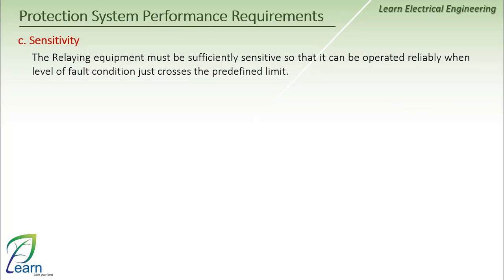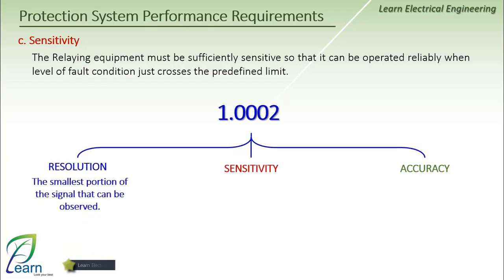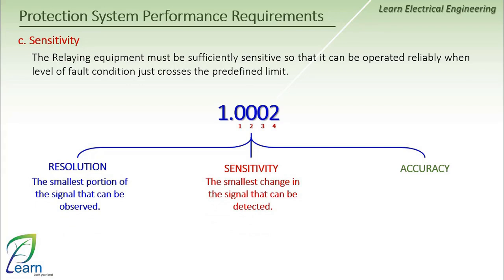Alright, we need to understand something very important. What is the difference between resolution, sensitivity, and accuracy? Resolution is the smallest portion of the signal that can be observed, meaning how many digits you can read. The more digits you can read, the higher your resolution. Sensitivity is the smallest change in the signal that can be detected, meaning if you can read changes in the distant digits, like this digit for example, it means your sensitivity is high.